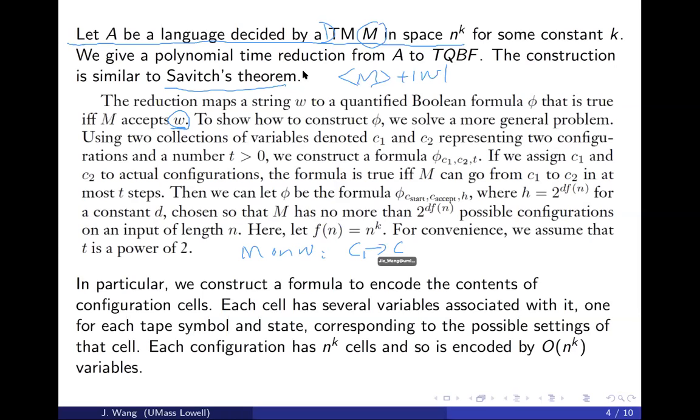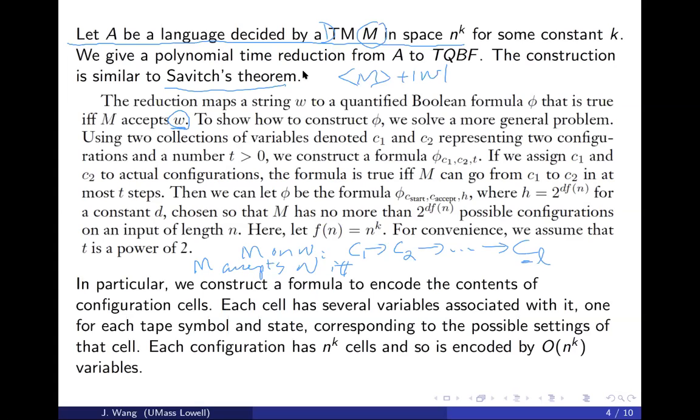So C1 goes to C2, and goes to... so when it accepts, let's say L. So go to CL. CL is a halting state. Okay, so then M accepts W. That means that there is a computation path. You start from the initial configuration and end at an accept configuration.